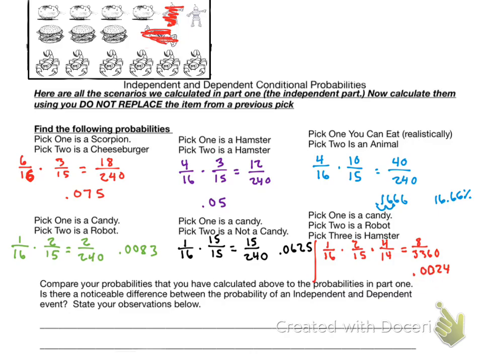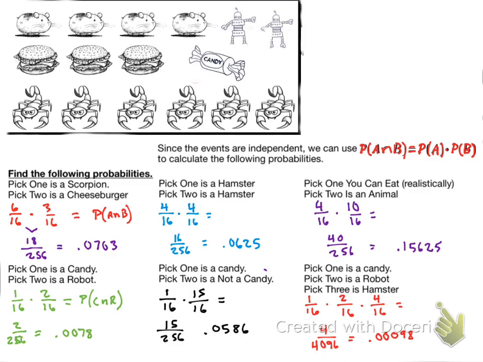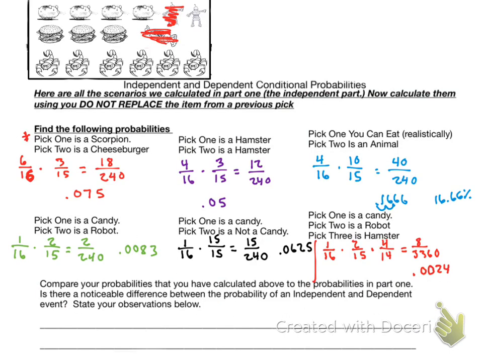Now it says compare your probabilities that you have calculated above to the probabilities in part 1. Is there a noticeable difference between the probabilities of an independent and dependent event? Okay, so let's look at these. Let's look at the first one. For the top left, we got 0.75. Here we got 0.0703. It looks like 2 is higher, so I'm going to put a star by 2.